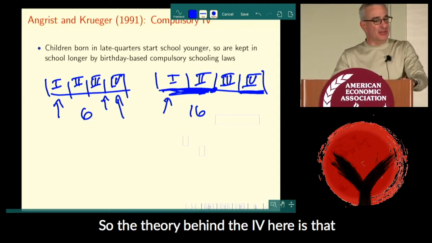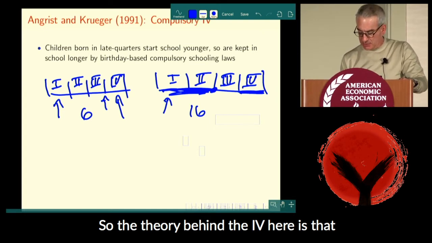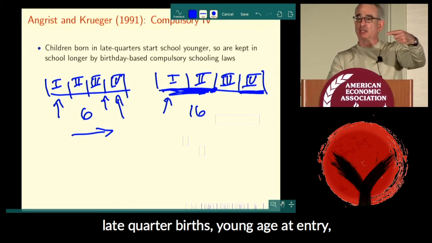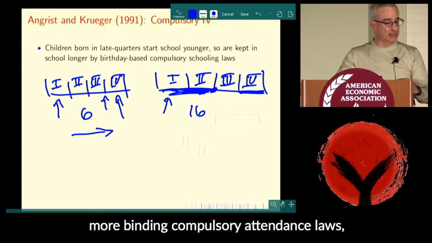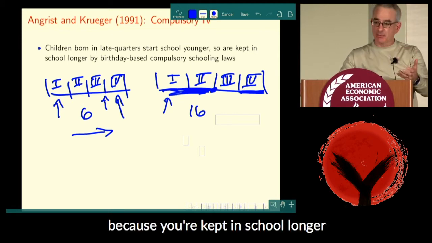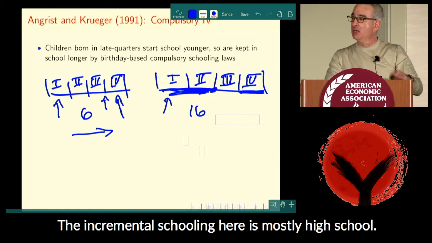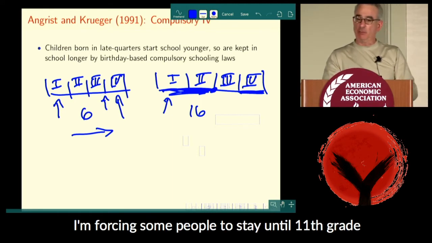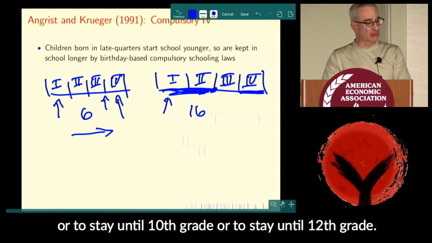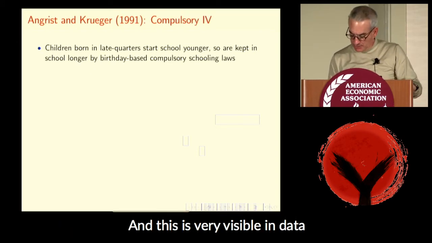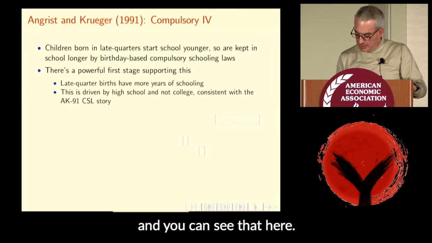So the theory behind the IV here is that late quarter births, young age at entry, more binding compulsory attendance laws, you get more schooling because you're kept in school longer by compulsory attendance. The incremental schooling here is mostly high school. I'm forcing some people to stay until 11th grade or to stay till 10th grade or to stay till 12th grade. And this is very visible in data, and you can see that here.